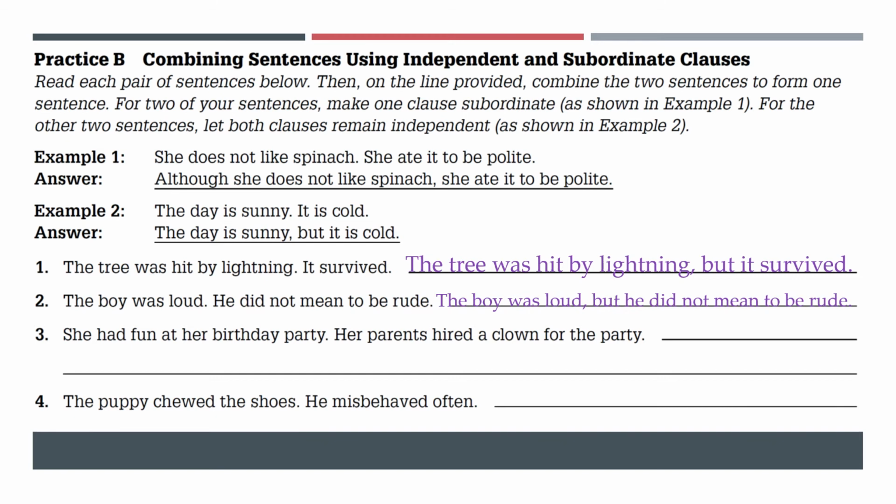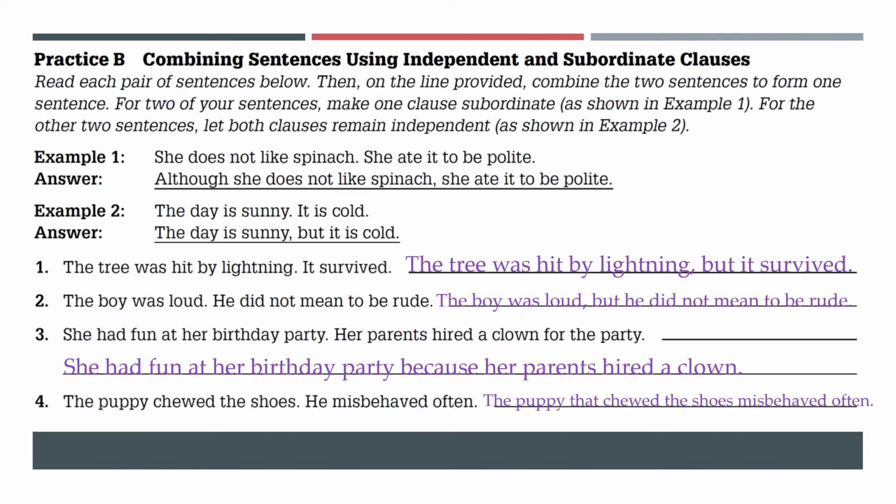But for 3 and 4, I will make them one clause subordinate. She had fun at her birthday party because her parents hired a clown. So here, because her parents hired a clown is a subordinate clause. Also, number 4, I will make sure to contain a subordinate clause: the puppy that chewed the shoes misbehaved often. So that chewed the shoes, this is the subordinate clause.